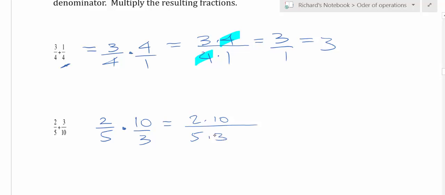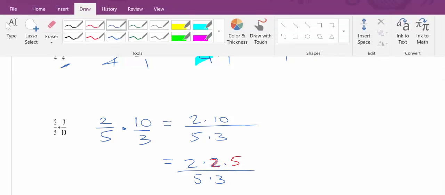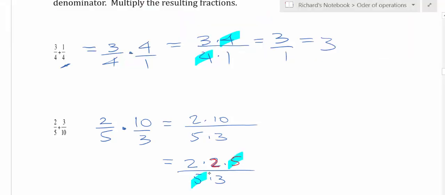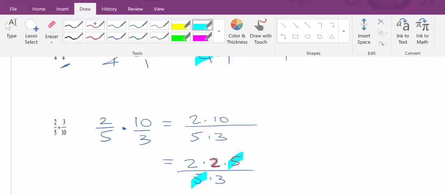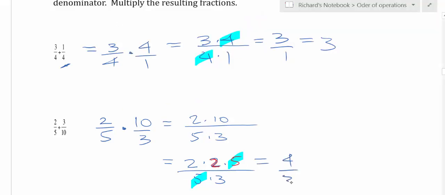But if you recall, with the last question, I said, well, if you see something that can factor easily because it's a smallish number, let's factor it and see if there's any cancellation that can occur. Well, what happens here? You've got 2 times 10. Well, 10 is the same as 2 times 5. So I'm going to have 2 times 2 times 5, divided by 5 times 3. Well, now I've got 5 up top and 5 in the bottom. Anything divided by itself is 1. So what I'm left with is 2 times 2 is 4 over 3, 4/3.